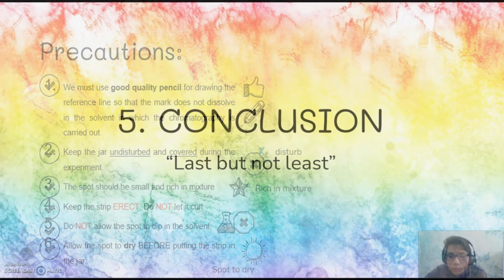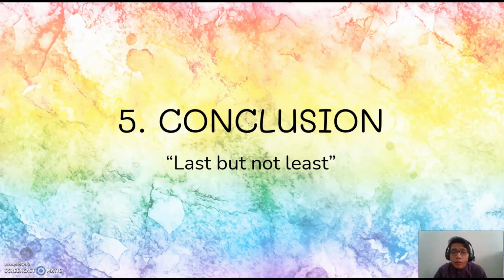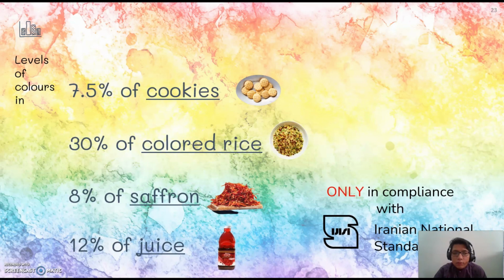In conclusion, a quantitative and qualitative analysis of food colorings has been carried out. In terms of levels of food colors in food samples, only 7.5% of cookies, 30% of colored rice, 8% of saffron, and 12% of juice were in compliance with the Iranian national standards. The remainder of the percentage does not obey the food standards.